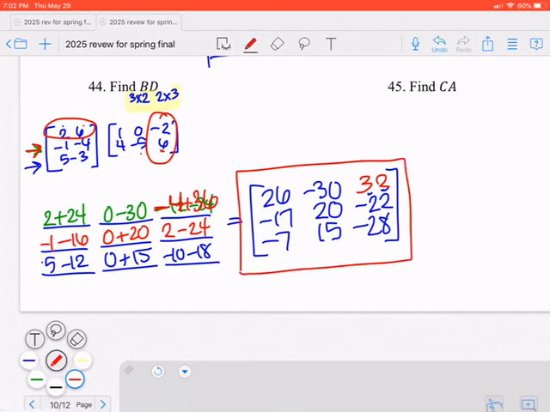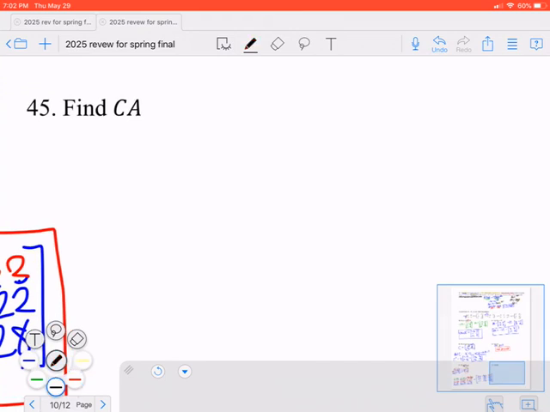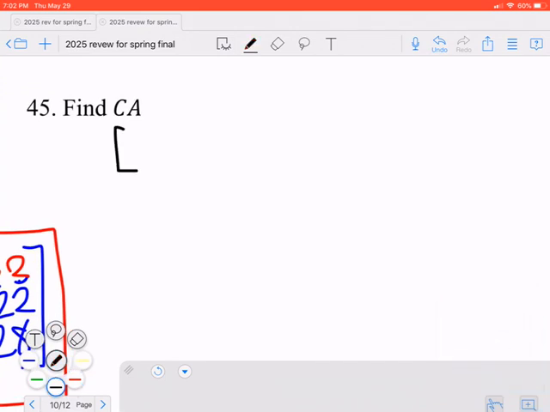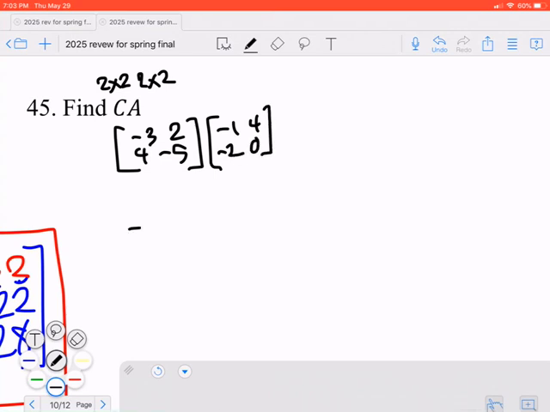And then we have C times A. C, I have to go back up so I can see it. C is a 2 by 2. A is a 2 by 2, so we definitely can, and our answer is a 2 by 2. C is negative 3, 2, 4, negative 5. A is negative 1, 4, negative 2, 0. And there's a 2 by 2.